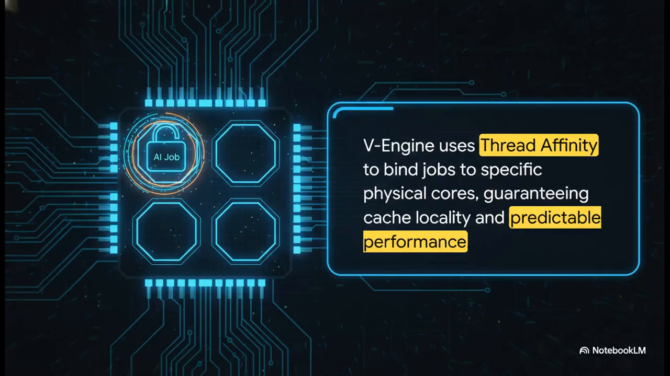So here's the secret weapon. V-Engine uses a technique called Thread Affinity. It literally pins those sensitive jobs to the 8 physical cores, completely avoiding that SMT overhead. This guarantees that a job's data stays warm and ready in the cache, which gives you rock-solid, predictable performance. This hardware awareness isn't just a minor optimization, it's the absolute bedrock of the engine's stability.